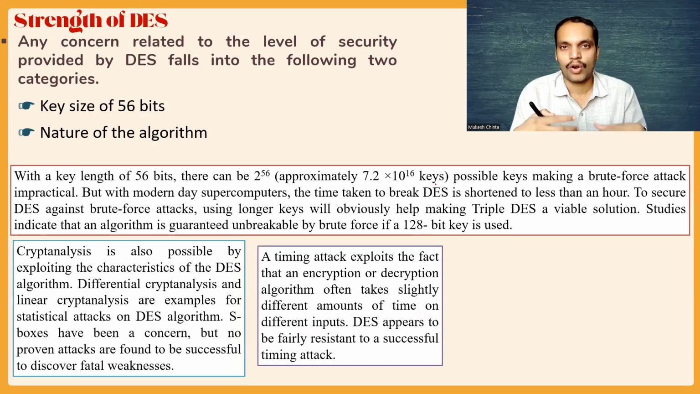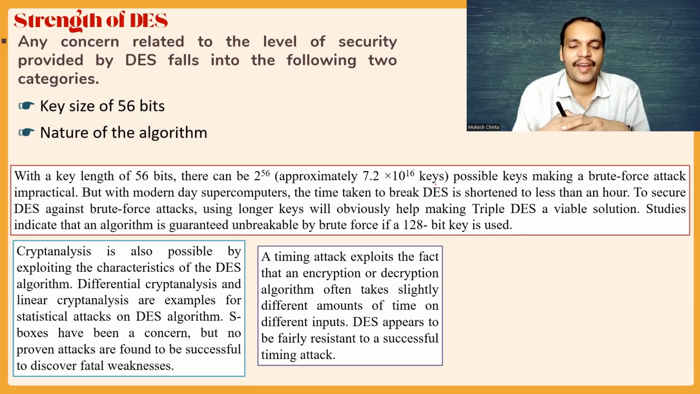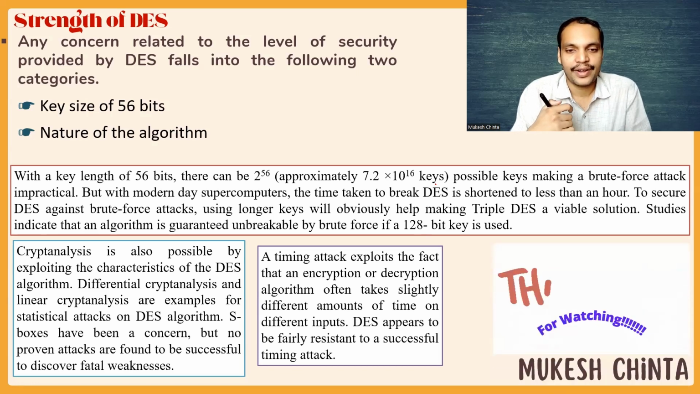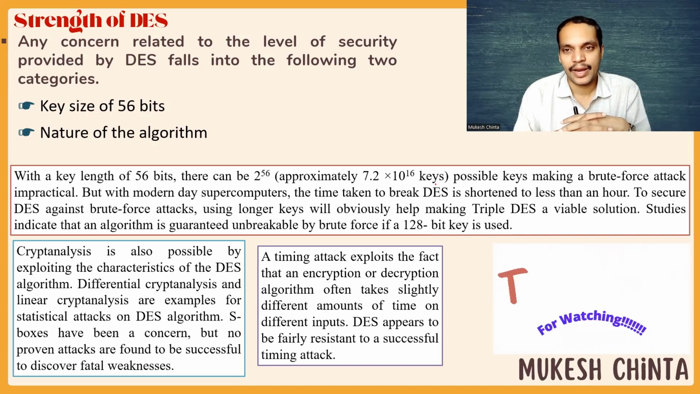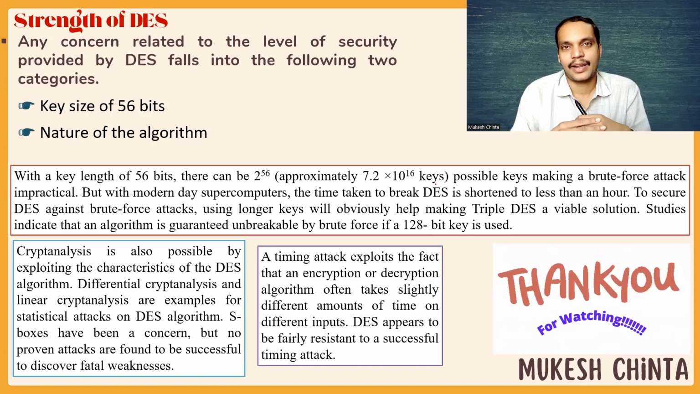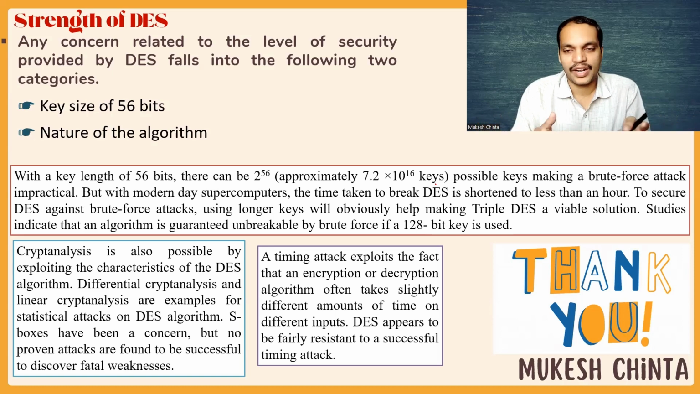There is one other avenue called timing attacks, which can be suitable for asymmetric key encryption algorithms like RSA or ECC. But what is a timing attack? A timing attack exploits the fact that an encryption or decryption algorithm often takes slightly different amounts of time on different inputs. Studies have shown that DES appears to be fairly resistant to a successful timing attack, and timing attacks are considered more successful for asymmetric encryption algorithms rather than symmetric ones. So this is how DES works.